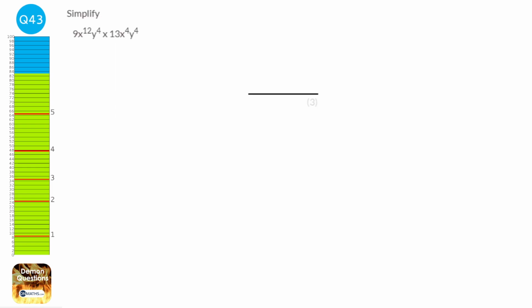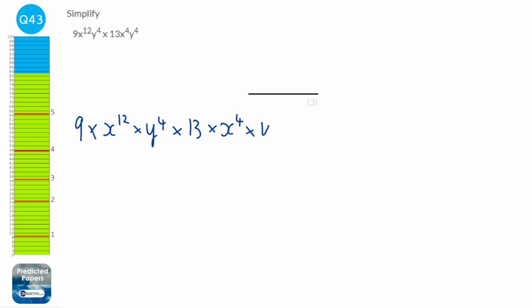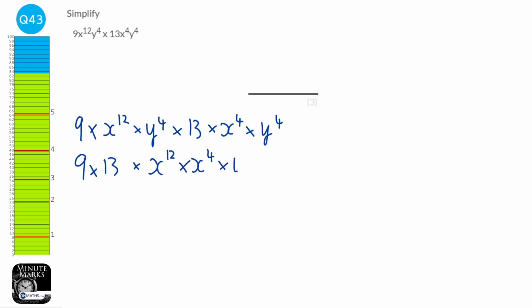There's a lot going on with this question, so what I'm going to do is put in all of the times signs that we don't normally show. So we've got 10 times 12x times y to the power 4 times 13 times x to the power 4 times y to the power 4. And I'm going to reorder these to put the numbers together first of all. And with multiplying, it doesn't matter which way around you do it, so I'm not changing anything. I'm going to put the x's together, and I'm going to put the y's together.